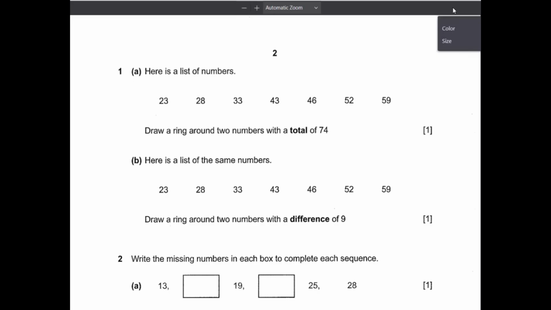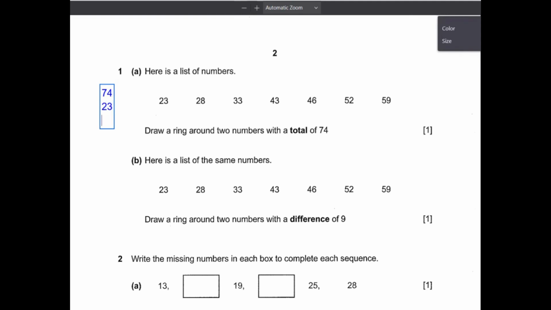Let's go. This is paper 2, 2015, October, grade 6, checkpoint. Question number 1. They say here's a list of numbers. Draw a ring around two numbers with a total of 74. The best way to solve this question is to take the 74, because you need two numbers whose total is 74, and then start by subtracting 23.